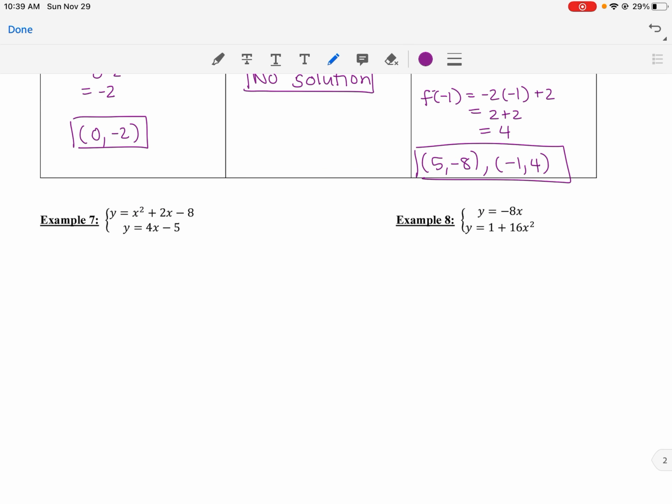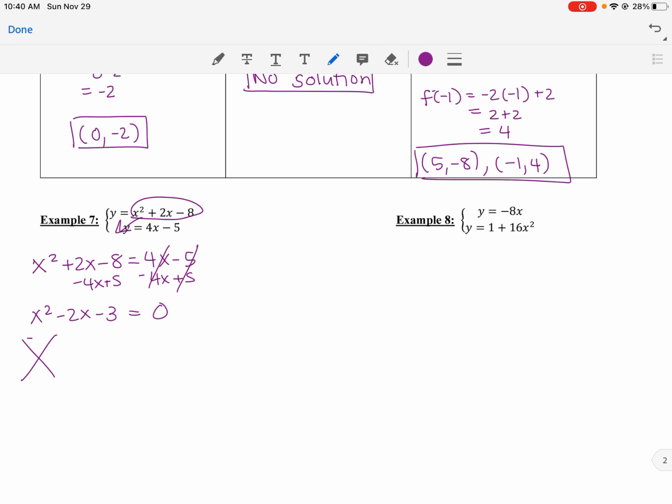Okay, we've got 2 more problems to do. I think the idea we've been using so far worked out great, so let's use substitution. We're going to take what y equals and plug it in for y in the other equation. x squared plus 2x minus 8 equals 4x minus 5. Let's set it equal to 0. So we've got x squared minus 2x minus 3 equals 0. So let's try factoring. What multiplies to negative 3 and adds to negative 2? We get a negative 3 and a 1. So we get (x minus 3)(x plus 1) equals 0. So x equals a positive 3 and a negative 1.